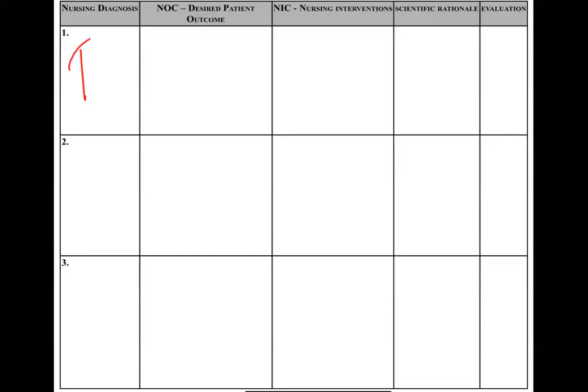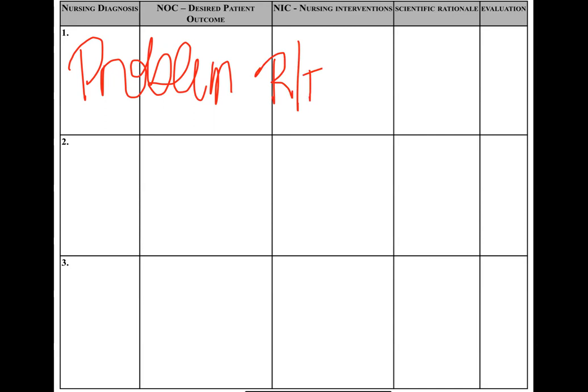Number one, the problem. Number two, what this problem is related to or caused by. And number three, what evidence do you have that that is the problem that's happening in this patient? All right. So a nursing diagnosis is different from a medical diagnosis because a medical diagnosis tells you a disease. A nursing diagnosis describes a problem within that context.